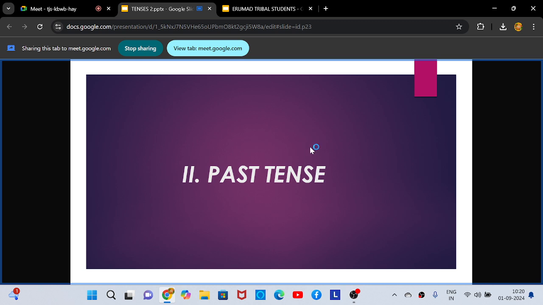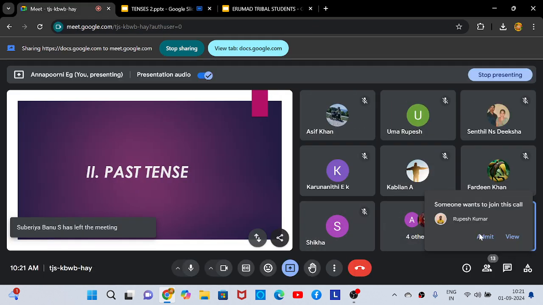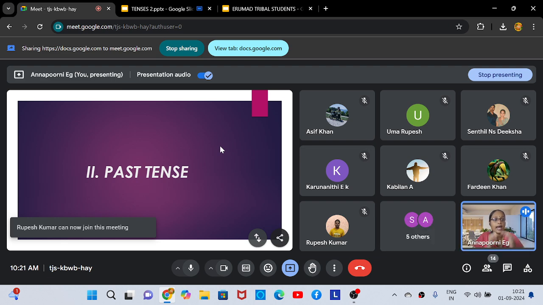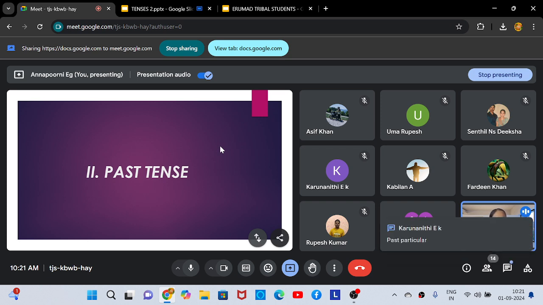I just wanted to give you a recap of what we learned in the previous class. What are the 4 tenses that we studied under past tense? Can anybody put it in the chat box? There are 4 tenses under present tense, 4 under past tense, and 4 under future tense. So 4 plus 4 plus 4 makes 12 in total. The first 4 tenses were already studied, and we studied the next 4 in the previous class.